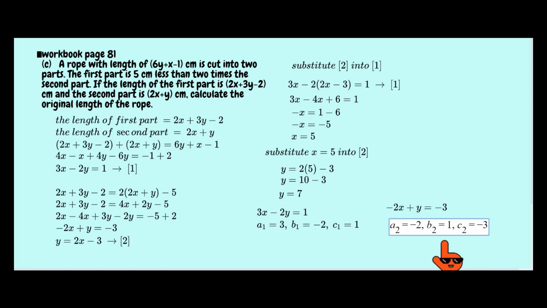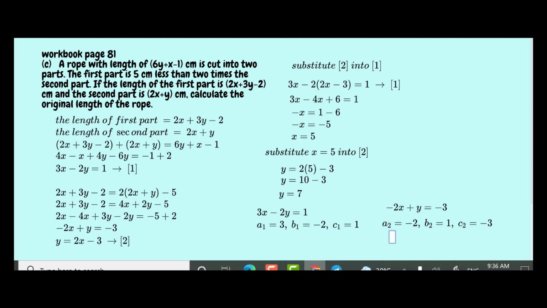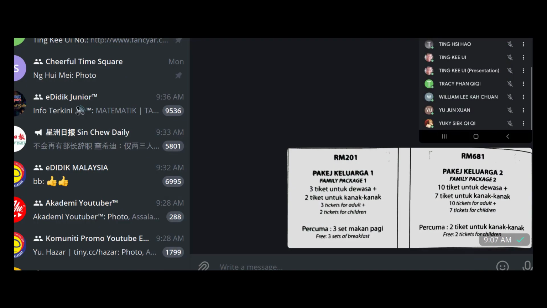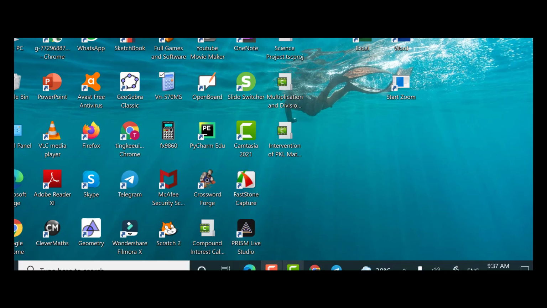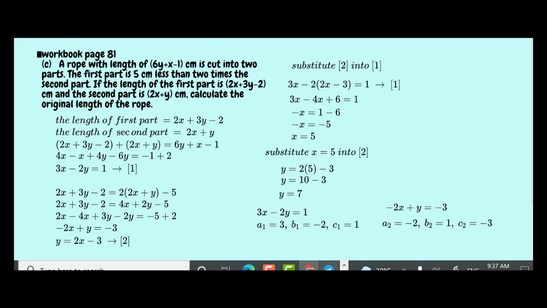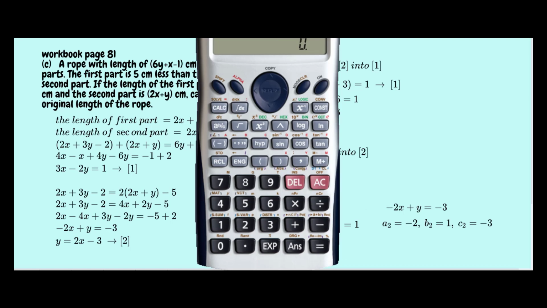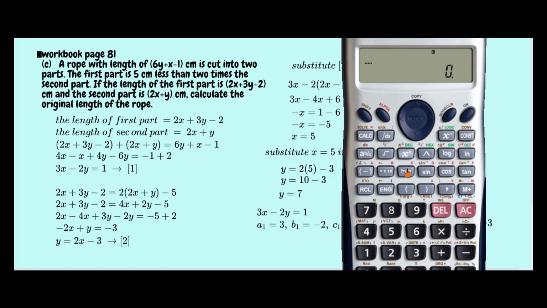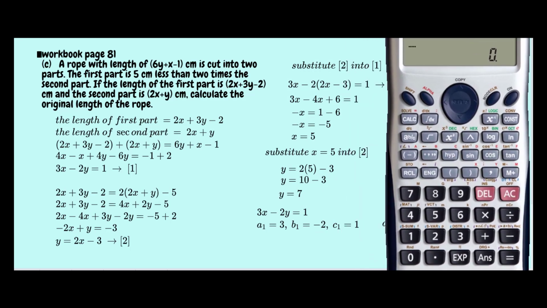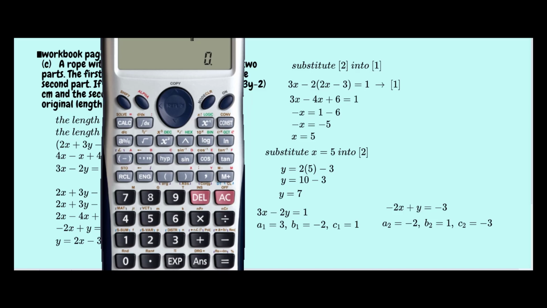So when we get this, we are going to use the calculator. Where is my calculator? Calculator is this one. Okay, we are going to use the calculator. We can check the answer by using this calculator to find out.